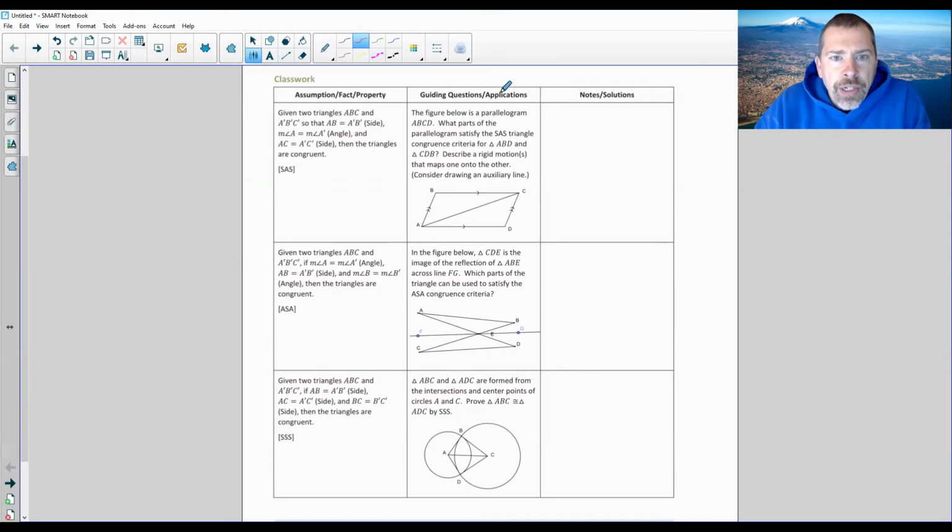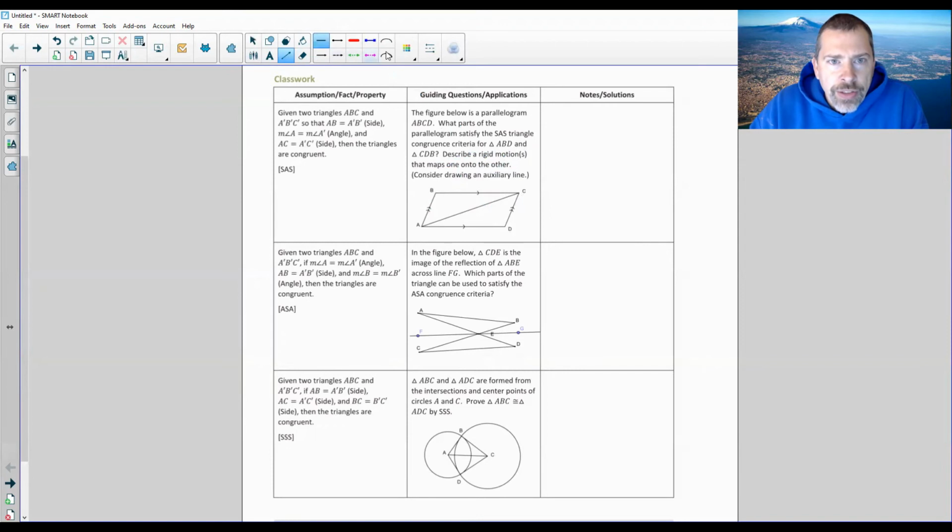Okay, so guiding question. The figure below is a parallelogram, A, B, C, D. They're talking the whole thing. So they have opposite sides marked as parallel since it is a parallelogram. Okay, what parts of the parallelogram satisfy the SAS triangle congruence criteria for triangle ABD, which does not exist yet, and triangle CDB, which does not exist. Describe the rigid motions that map one onto the other. Consider drawing an auxiliary line.